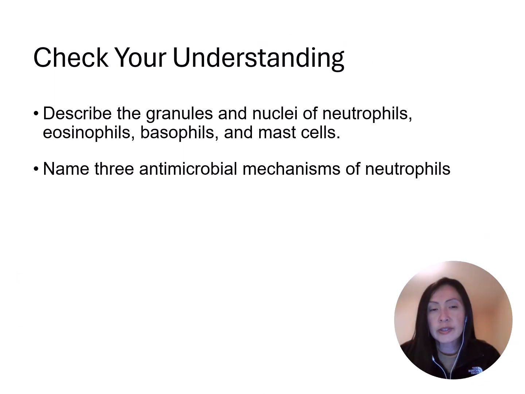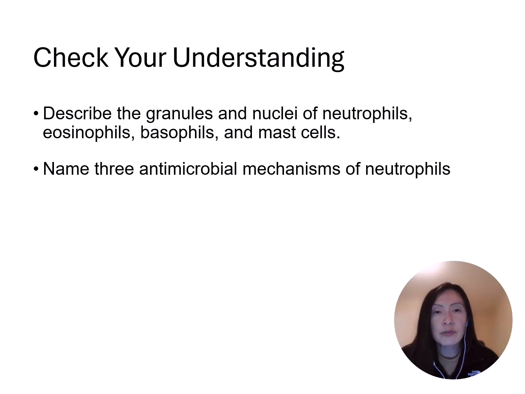This first checkpoint asks, describe the granules and nuclei of neutrophils, eosinophils, basophils, and mast cells. So neutrophils have about 3 to 5 lobes, so we call them polymorphonuclear, and their granules are small and numerous. They're generally lilac-colored or neutral-colored granules that contain chemicals like defensins as well as hydrolytic enzymes. For eosinophils, they have about 2 to 3 lobes. Their granules are large, reddish-orange in color, and they contain histamine, degradative enzymes, and that major basic protein.